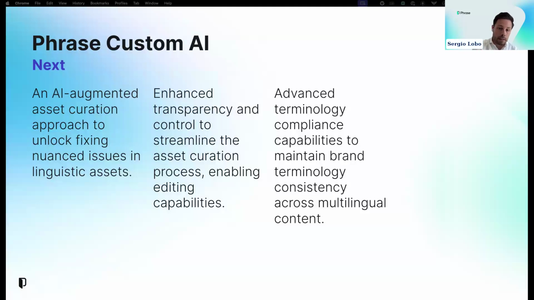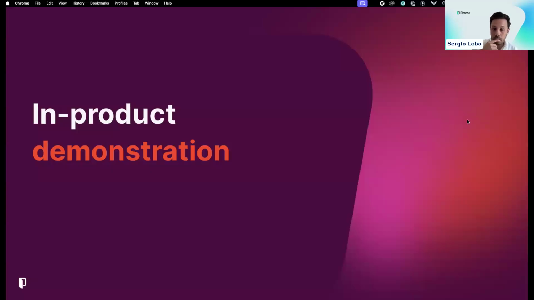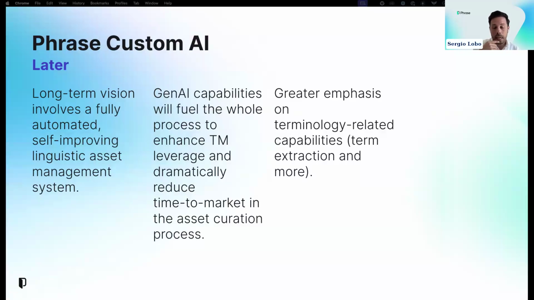Looking farther ahead in the future, if we can go to the next slide, please. Our long-term vision involves a fully automated, self-improving linguistic asset management system. In the future, we plan to invest in generative AI-based capabilities to further reduce time to market in the linguistic asset creation process and enable customers to leverage the linguistic assets more effectively. This includes increasing TM leverage, extracting terminology, and adapting TMs and termbases to local preferences.